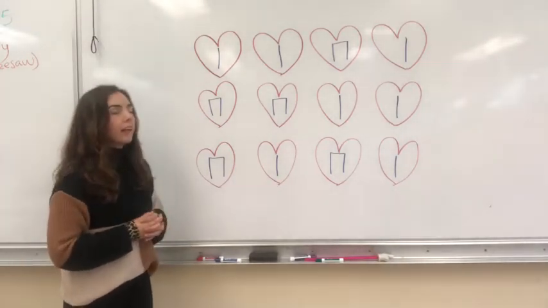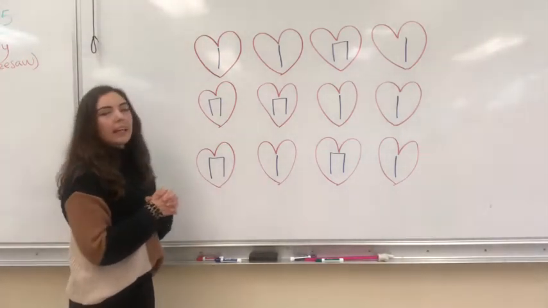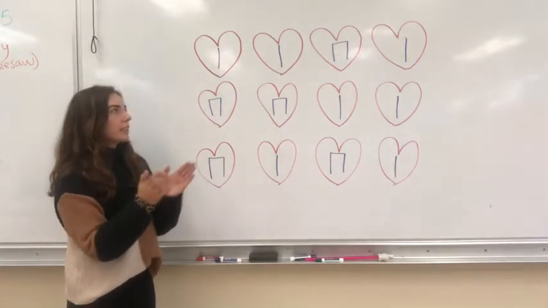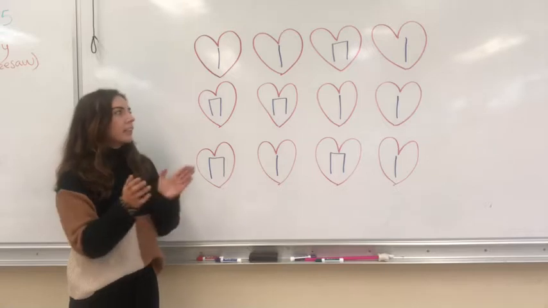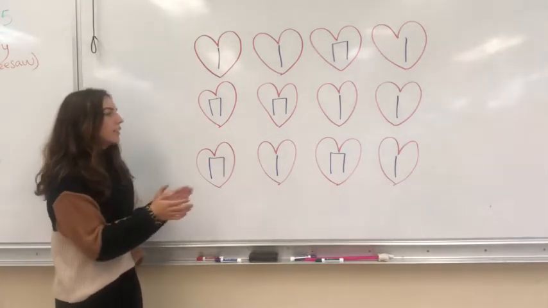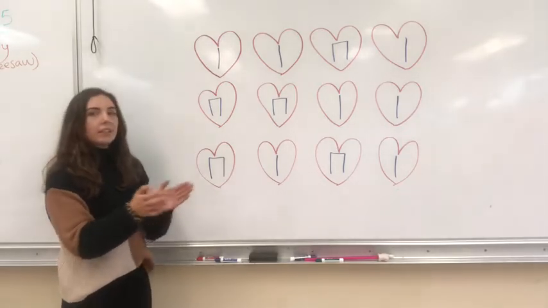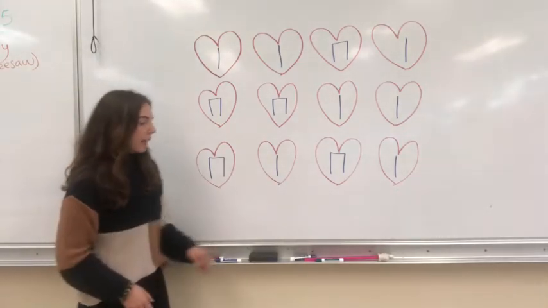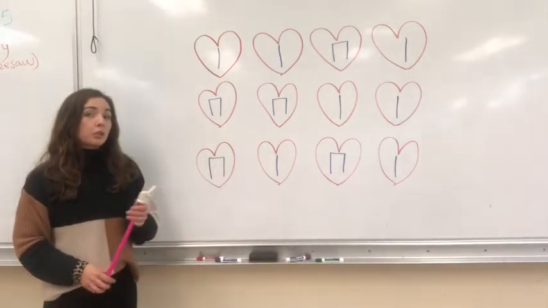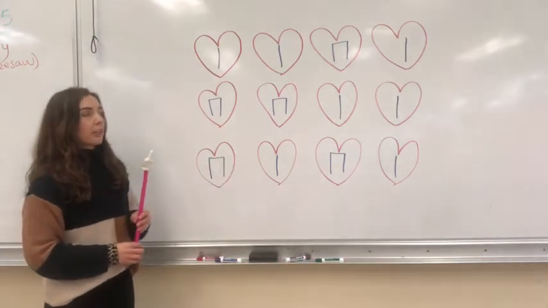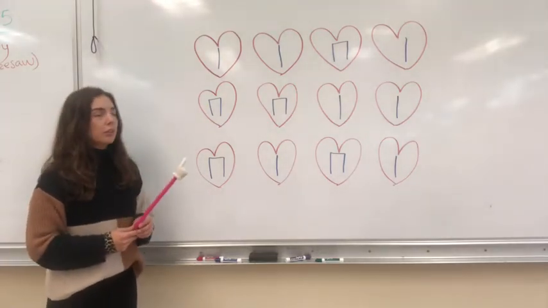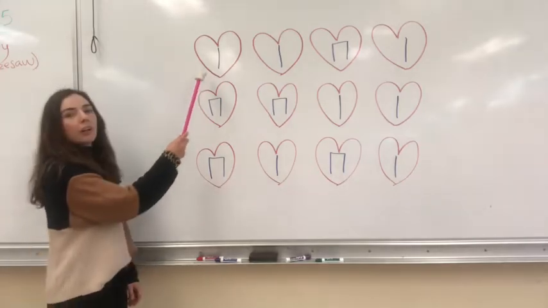So here is how the rhythm will go now. Ta, ta, TT, ta. TT, TT, ta, ta. TT, ta, TT, ta. Now I'm going to point to each of the hearts, and I want you to clap the rhythm that you see in the hearts. 1, 2, 3, 4.